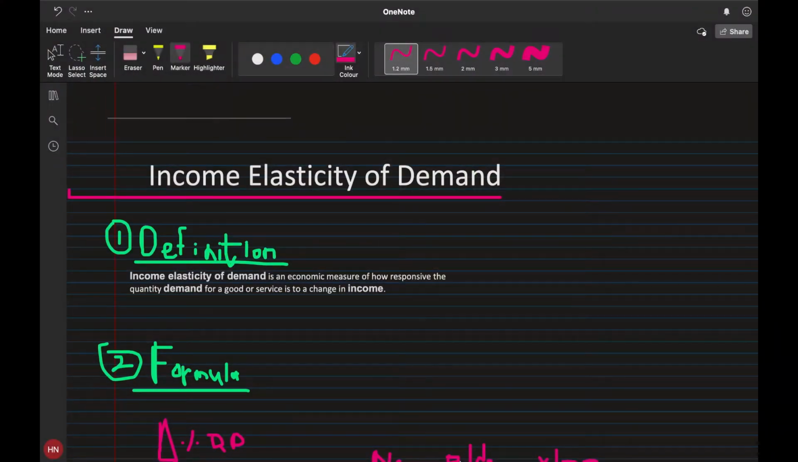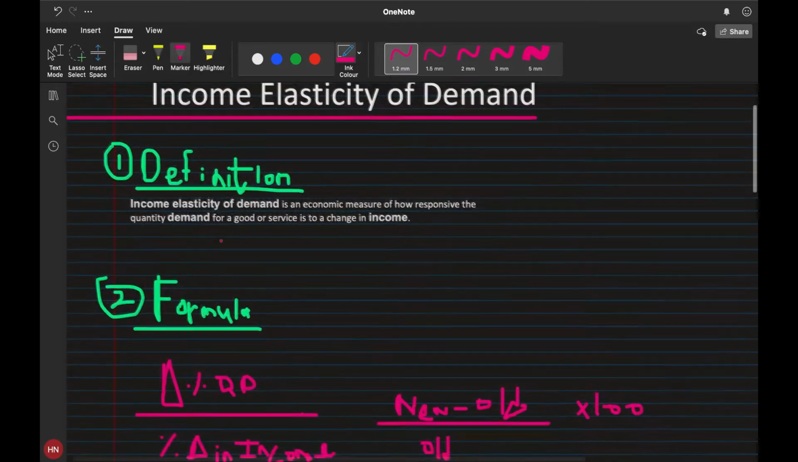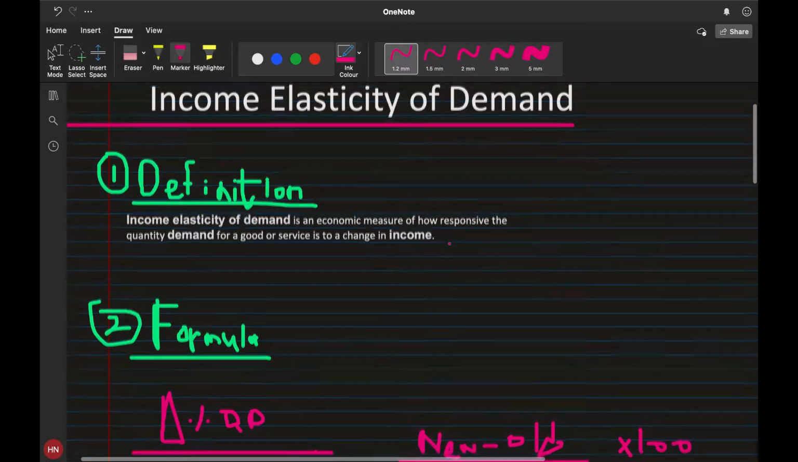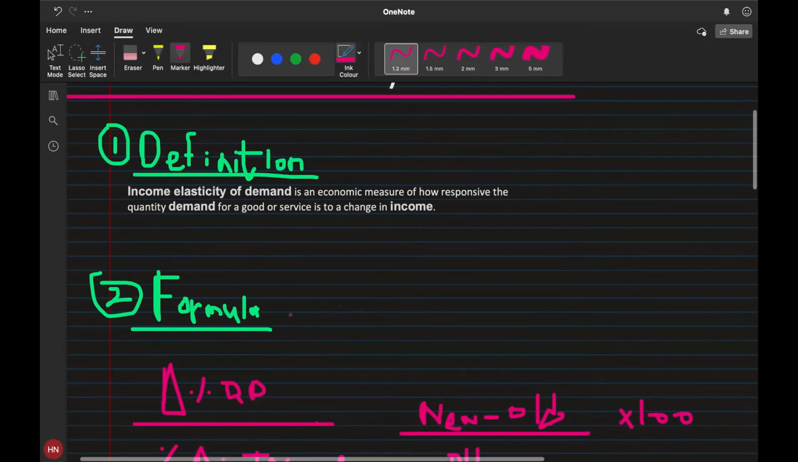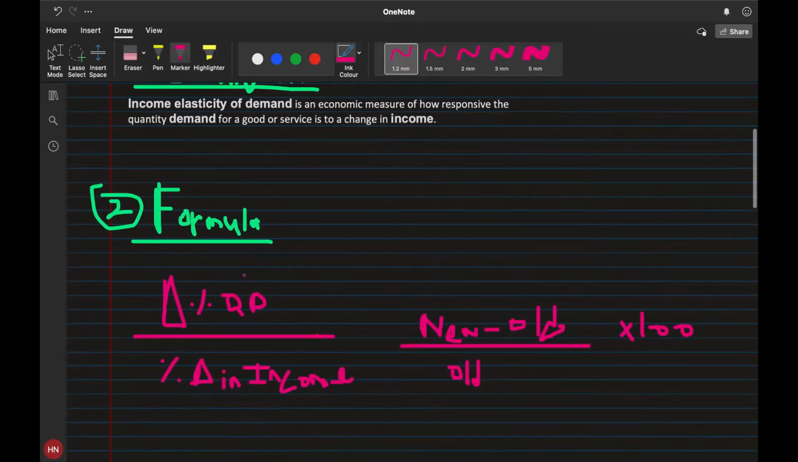Hi guys, so in this video we'll be discussing income elasticity of demand. So let's go with the definition first. By definition, income elasticity of demand is an economic measure of how responsive the quantity demanded or the quantity demand for a good or service is to a change in income. This might not make sense right now, but when we look at the formula next, that will make much more sense. So let's have a look at the formula now.